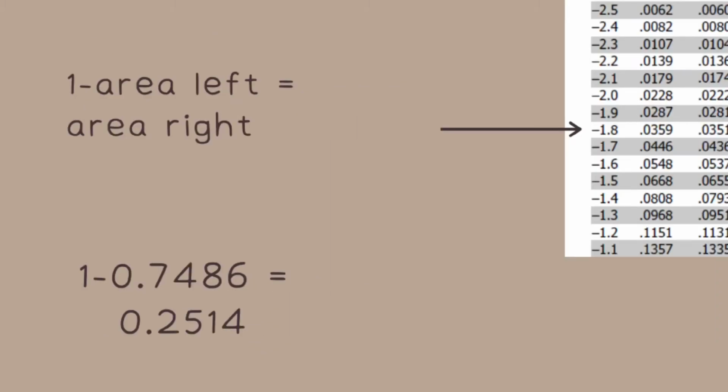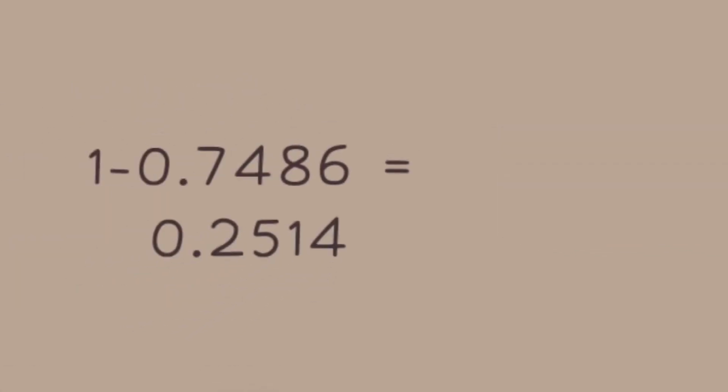For example, to determine the area to the right of a z-score of 0.67, find the area that corresponds to the set value and then subtract it from 1. According to the table, the z-score of 0.67 has an area of 0.7486 to the left of it. So, 1 minus 0.7486 gives us an area of 0.2514.